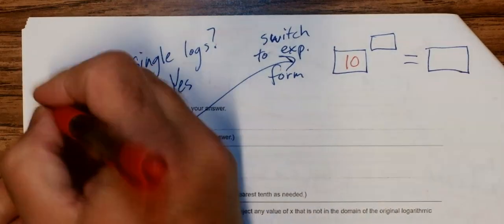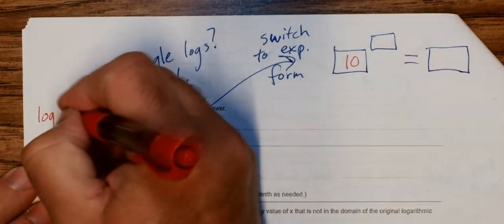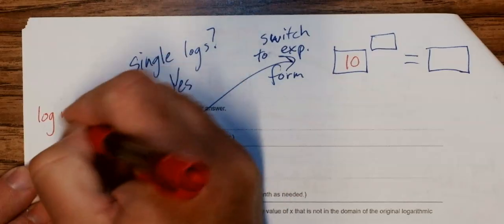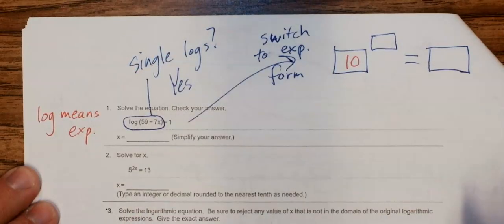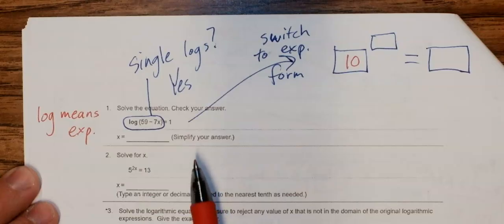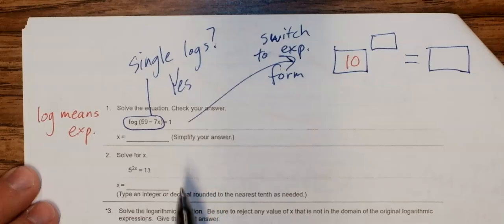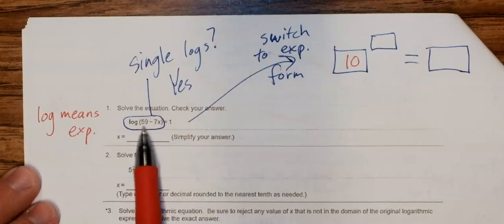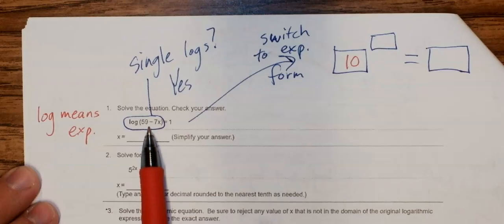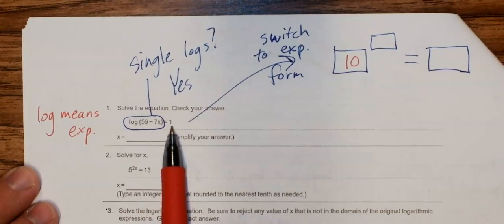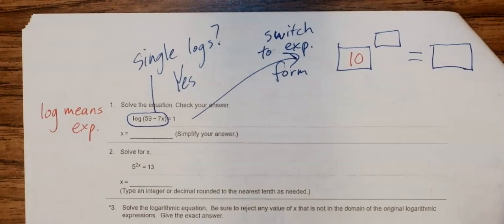Well, hopefully you remember what I said to you several times, that log means exponent. Can I do what? Ask your question. Which one of those is my exponent? Is it 59 minus 7x, or is it 1? Which one's the exponent?